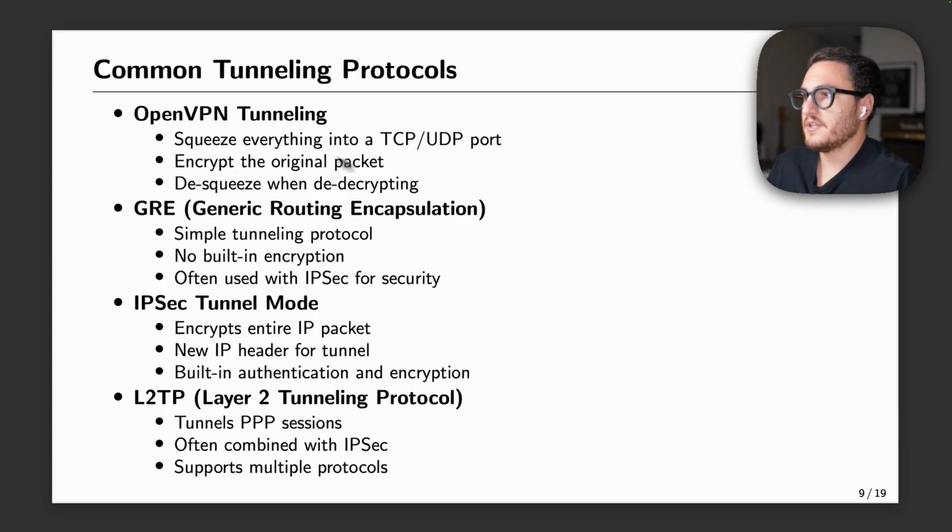We have a couple of common tunneling protocols. There's OpenVPN tunneling, which is extremely similar to what Wireguard does. This is an older one, generic routing encapsulation, but there's IPSec tunnel mode, and we're going to talk at length of IPSec tunnel mode in the IPSec lecture.